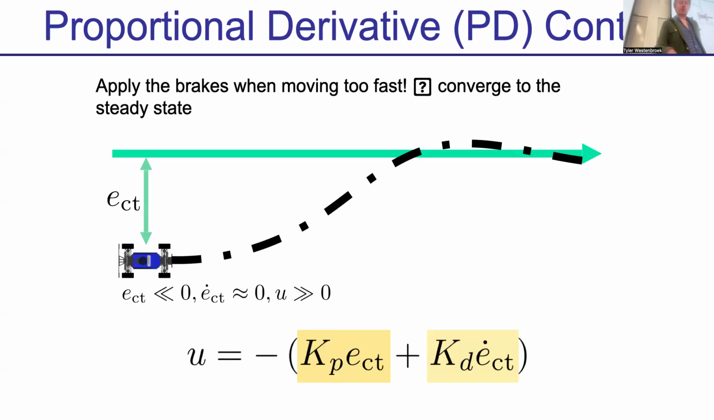Okay, so we'll just leave it here, and Abhishek will pick up with this on Friday. But we'll very quickly talk about what the derivative term does. If we add this into the proportional term, let's say my tracking error is a lot less than 0, so I'm below where I want to be.